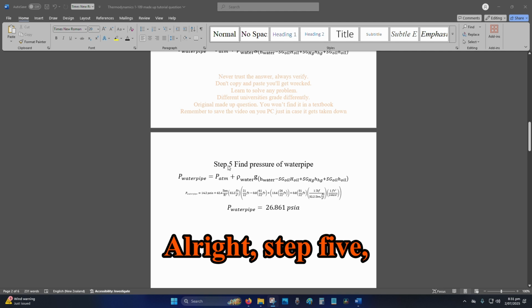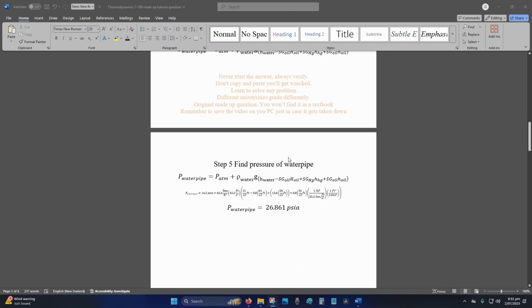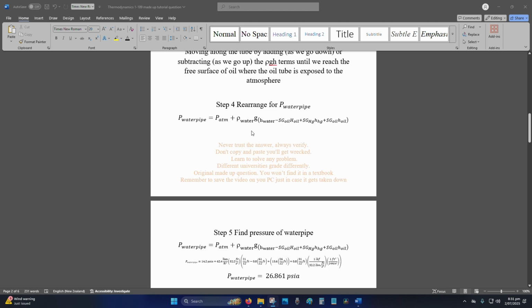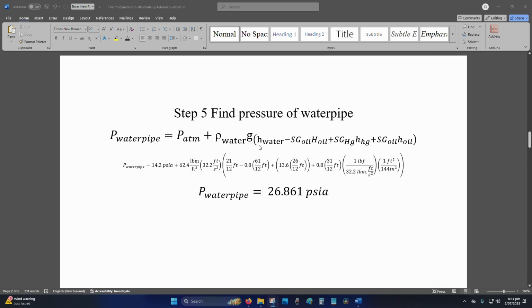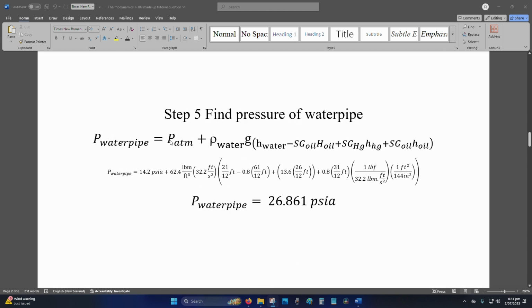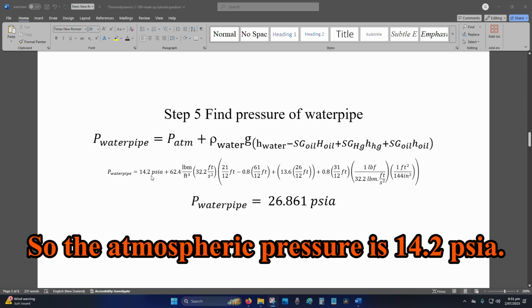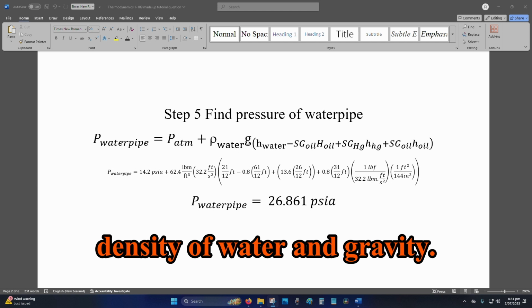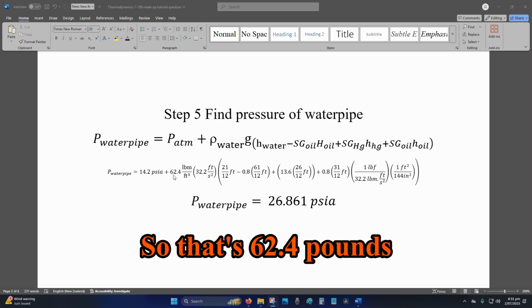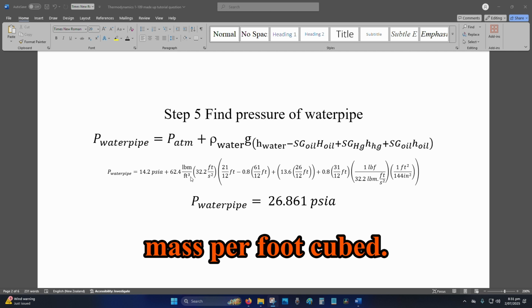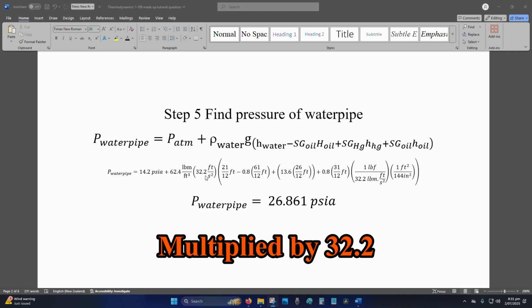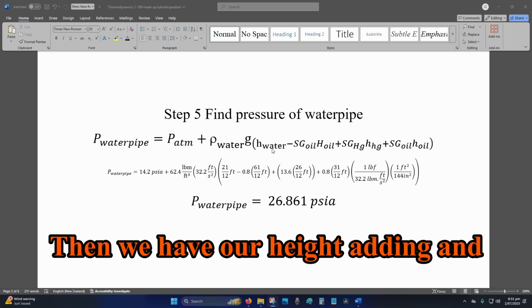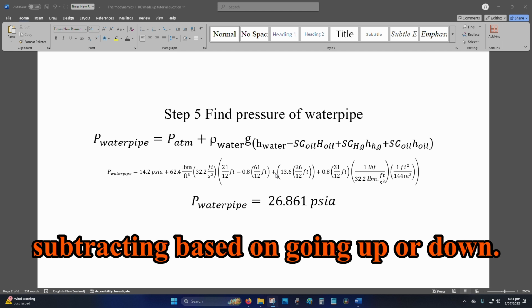Alright, step 5, find the water pressure. So from our equation that we just rearranged, now we just plug in the values. So I'm just going to zoom in just a little bit. So the atmospheric pressure is 14.2 psia. We separated out the density of water and gravity. So that's 62.4 pound mass per foot cubed multiplied by 32.2 feet per second squared. Then we have our height, adding and subtracting based on going up or down.